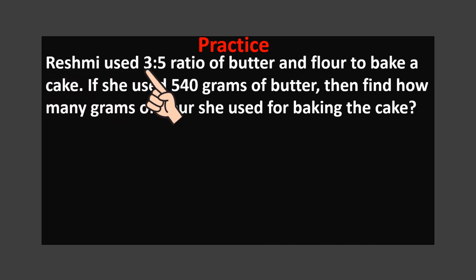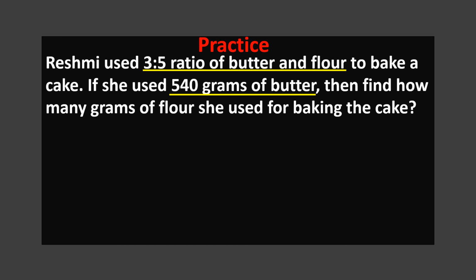Reshmi used 3:5 ratio of butter and flour to bake a cake. If she used 540 grams of butter, then find how many grams of flour she used for baking the cake. Children, when we have a word problem, we need to find the key terms first. In this question, 3:5 ratio of butter and flour is a key term. Also, 540 grams of butter. Now we need to find how many grams of flour she needs.